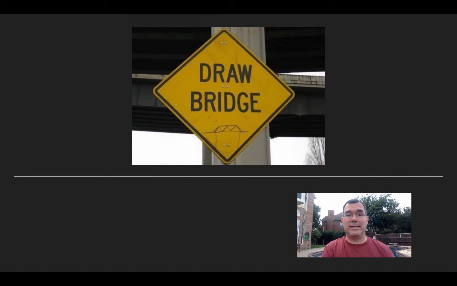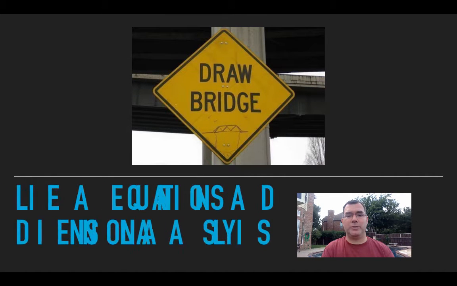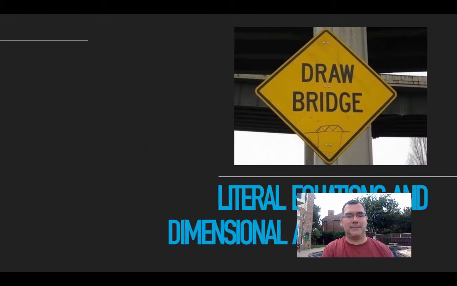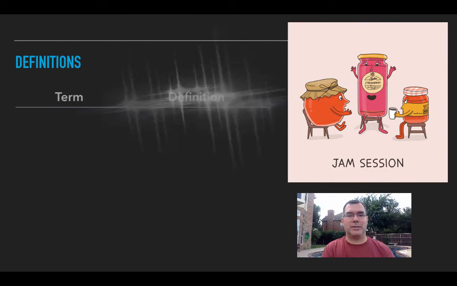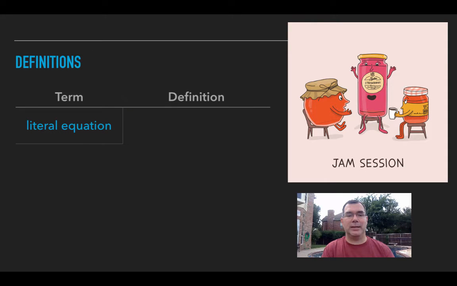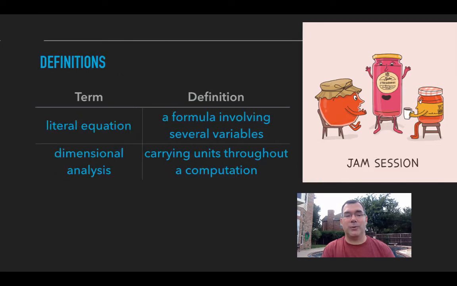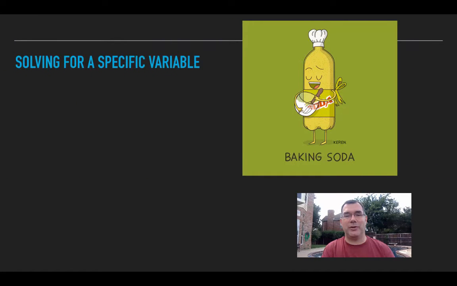Hello again. We are continuing our discussion on linear equations by talking about literal equations and dimensional analysis. All right, so let's define some things. A literal equation is a formula that has several variables in it. So you would never actually use it to figure out the value of any one of those variables. You're just kind of rearranging it. And dimensional analysis is carrying units throughout a computation. So we're going to talk about examples of both of those.